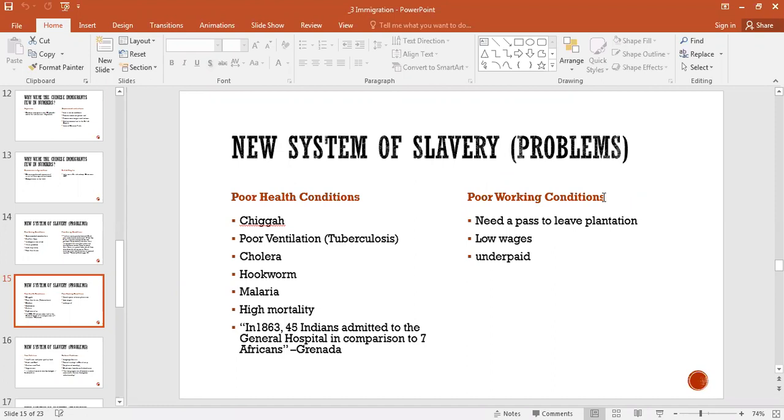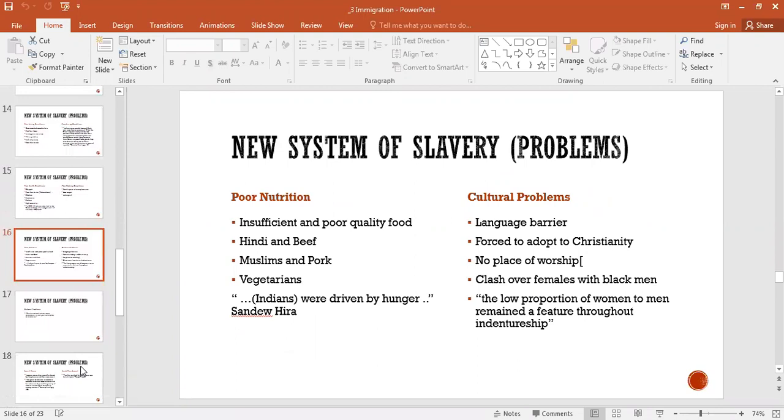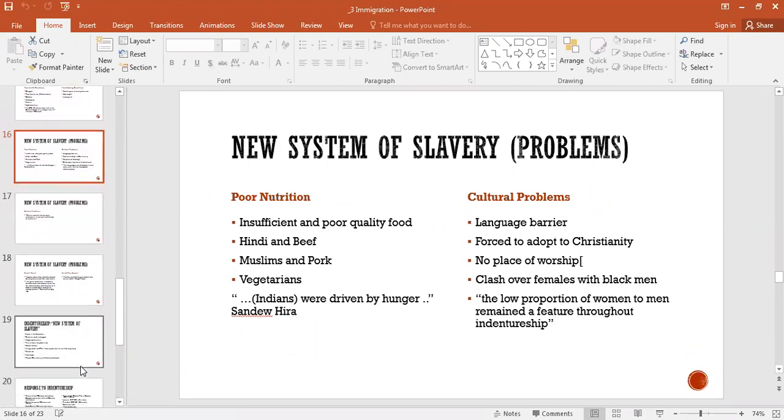So these are some of the problems and challenges. If you're going to the exam and you see the word problem or challenges, it's the same thing they're asking, you know. All right. Let us look at another problem, poor nutrition.